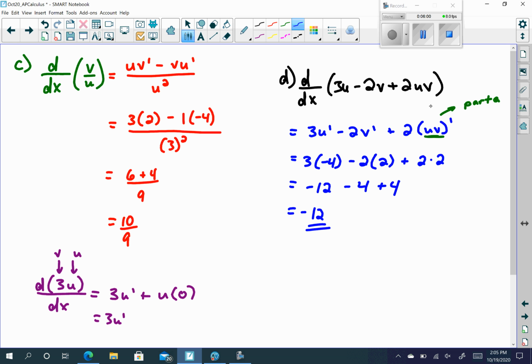So in this case, we just wanted to write it sort of out this way, and it makes it a lot easier. Now, we could have still done the product rule here, and we would have had a couple more terms, but we still would have ended up with negative 12.